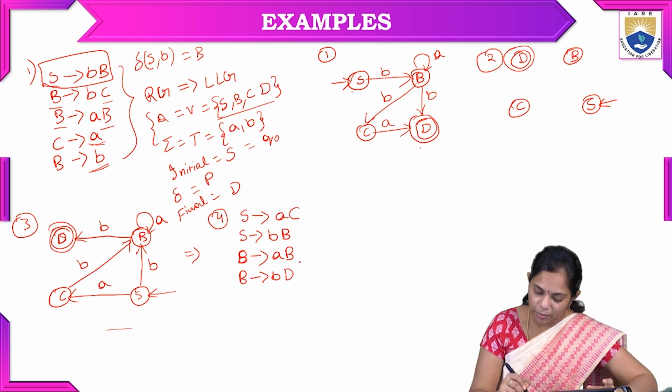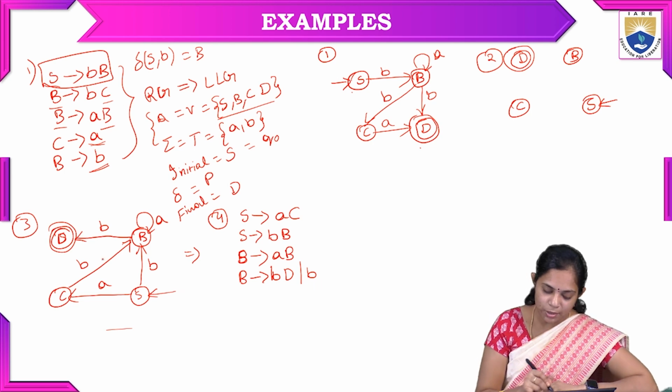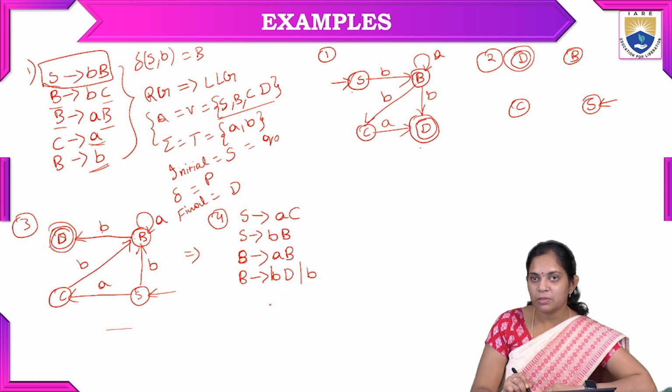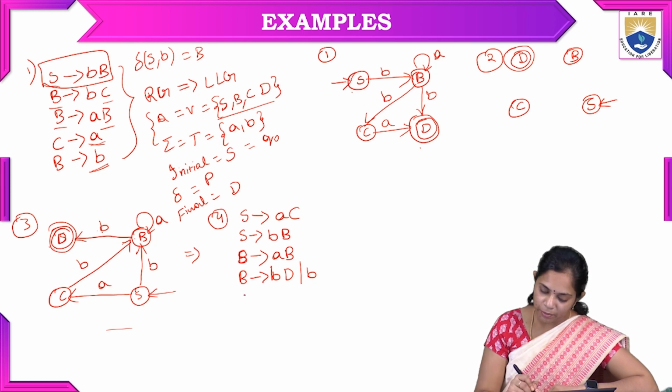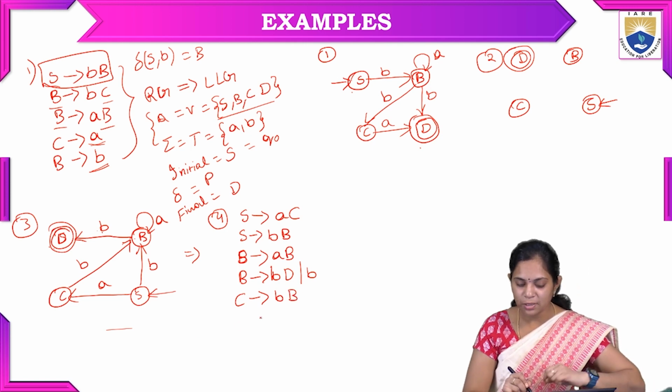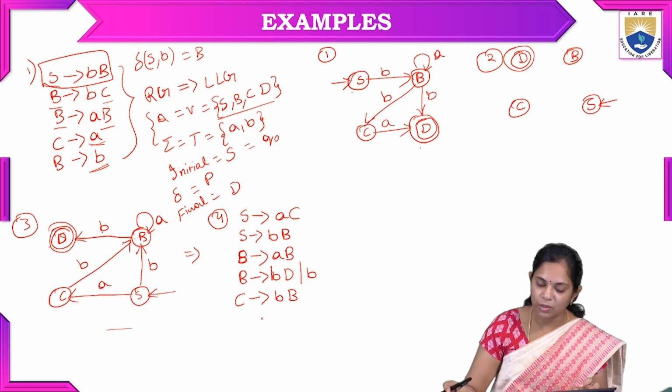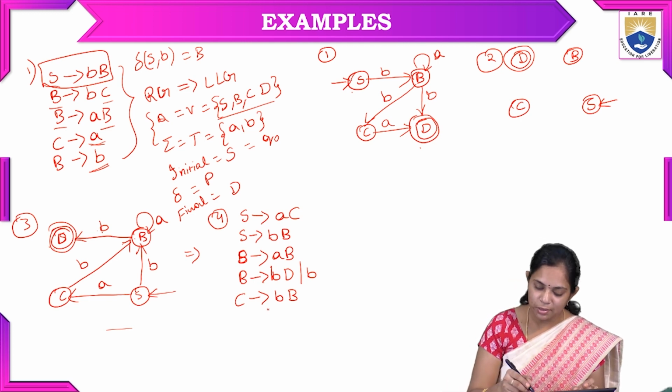And whenever we are giving B as an input symbol from the state B, it is reaching the D state. And also we have to write the terminal symbol. Why? Because it is reaching the final state from B state with the input symbol B, so we have to write it along with the terminal symbol. And from the C state, B as an input symbol, it is reaching B. And D state, there are no transition functions from the D state. So this is how we converted this transition diagram to a regular grammar.